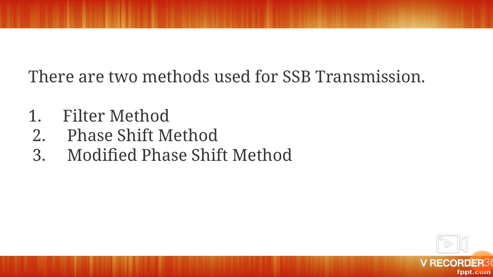Initially, amplitude modulation is classified into three types. One is the modulated signal with three terms: carrier, LSB and USB. Then the modulated signal with carrier suppressed is called double sideband suppressed carrier, and the modulated signal with carrier and any one of the sidebands suppressed is called single sideband suppressed carrier modulation. In SSB, we are going to learn about the methods of SSB transmission: the filter method, phase shift method and modified phase shift method.